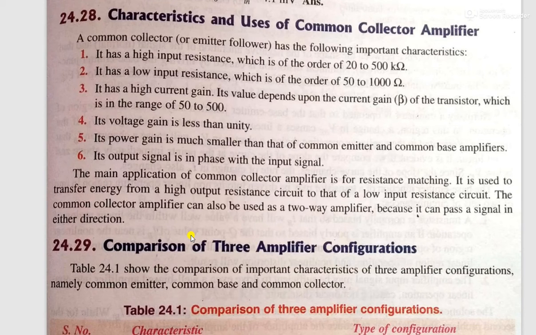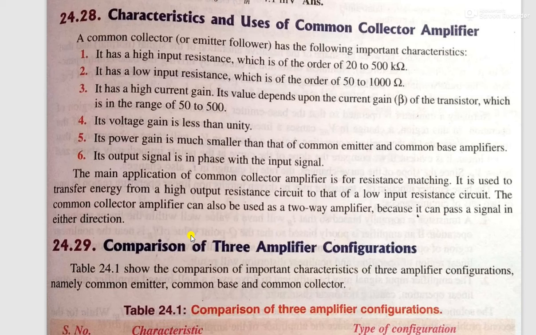A common collector or emitter follower has the following important characteristics. It has high input resistance, of the order of 20 to 500 kilo ohm, and low output resistance, of the order of 50 to 1000 ohm. It has high current gain. Its value depends upon the current gain beta factor of the transistor, which is in the range of 50 to 500. Voltage gain is less than unity. Power gain is much smaller than that of common emitter and common base amplifier. Its output signal is in phase with the input signal.